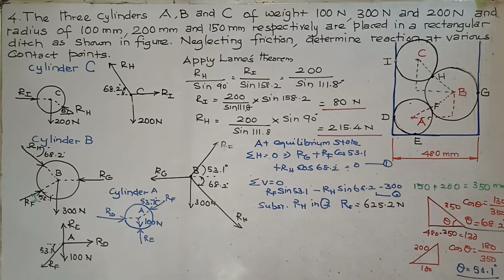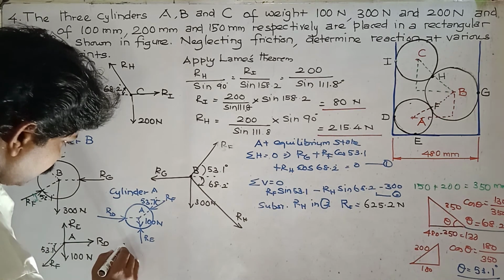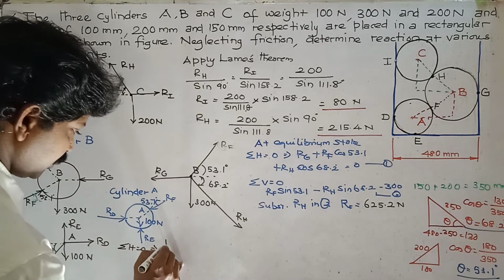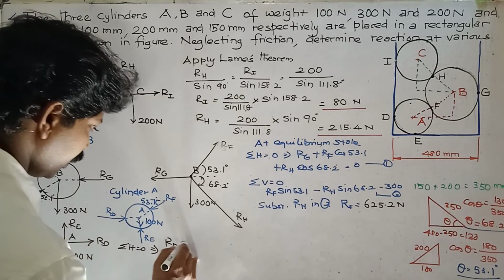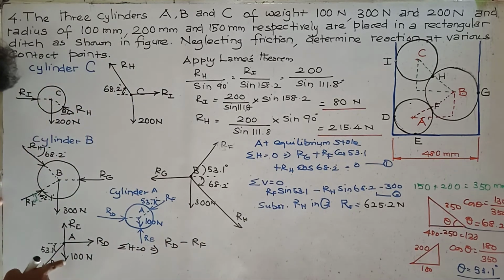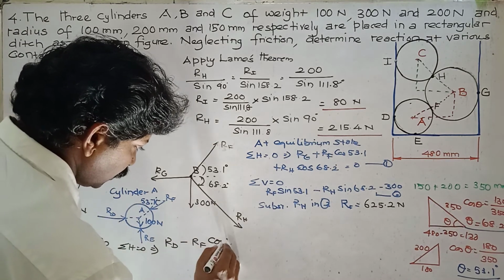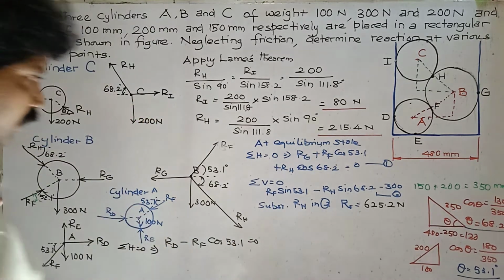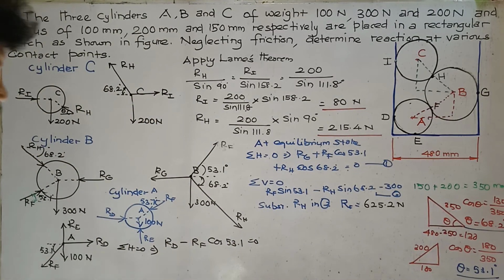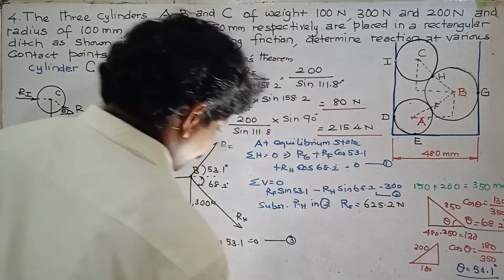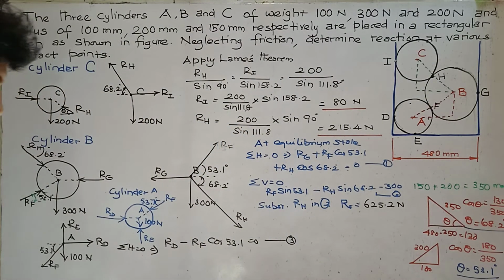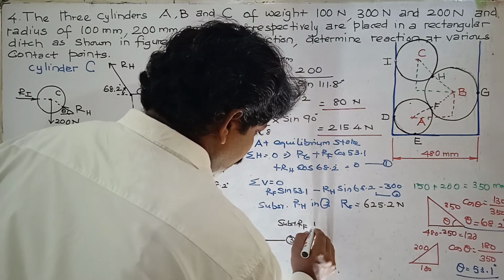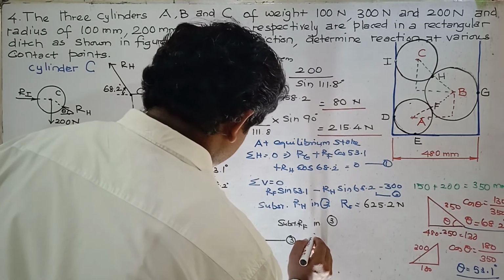So apply equilibrium condition sigma H equal to 0. Equilibrium state sigma H equal to 0 implies RD positive minus RF cos 53.1 equal to 0. Now substitute RF in equation 3. Find the value RD.